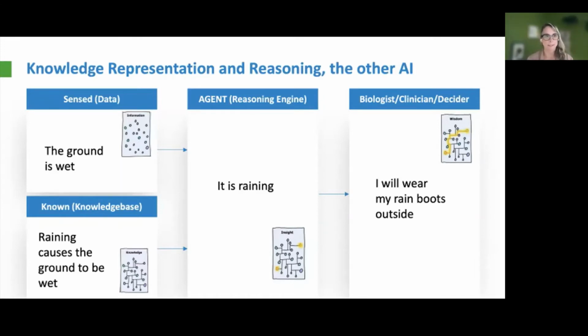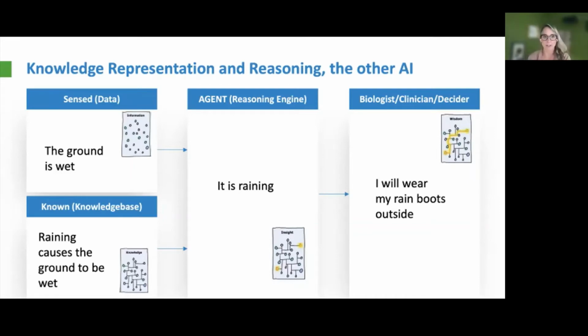And in this case, the data is the ground is wet. The knowledge base, which is what is known, is that raining causes the ground to be wet. And I can now reason, do some forward causal reasoning, and deduce that, in fact, it is raining. And from that, I can make a wisdom decision where I will wear my rain boots outside. I know, absolute genius here.